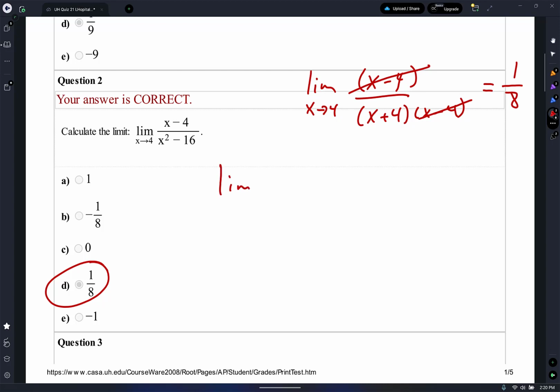So here we go. Limit as x approaches 4. I'm taking the derivative of the top, which is 1, and the derivative of the bottom, which is 2x. I do direct substitution now: 1 over 2 times 4. And look at that, you get 1/8 again. Cool or not cool? Cool.